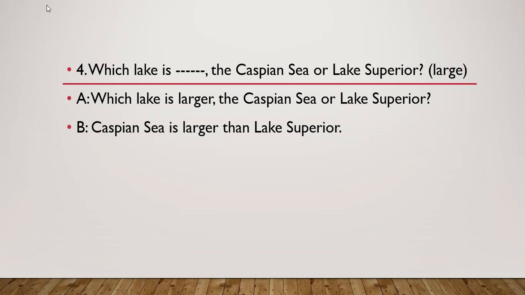Now let's look at question number 4. Which lake is dash, the Caspian Sea or Lake Superior? We want to use the adjective large. So the correct form of the question is, which lake is larger, the Caspian Sea or Lake Superior? And so the answer will be Caspian Sea is larger than Lake Superior. Again, we use the comparative form of the adjective, which is larger, comparing two water bodies, Caspian Sea and Superior Lake.